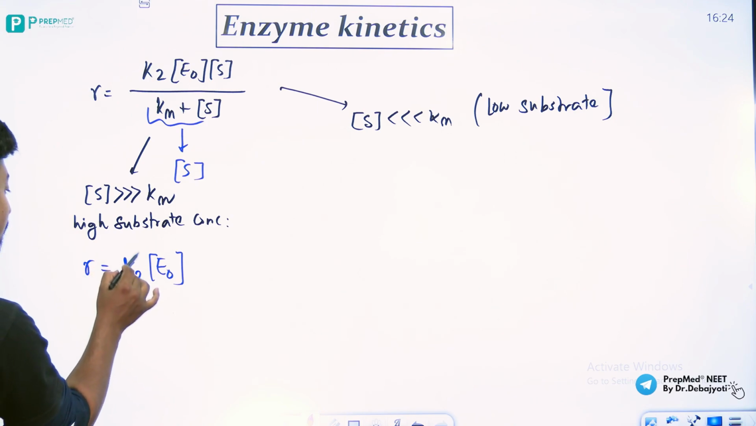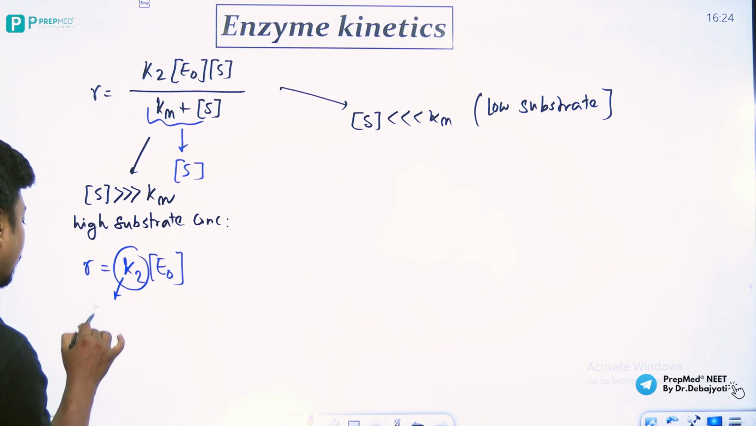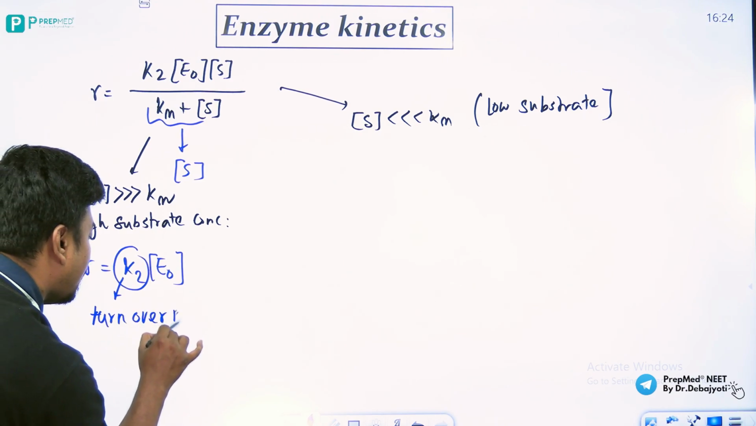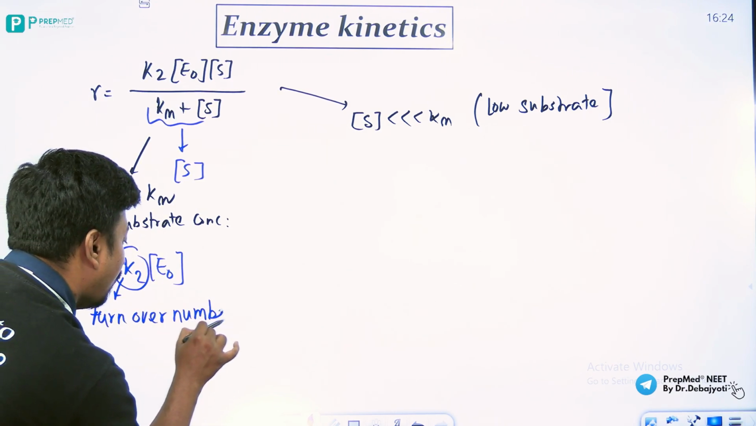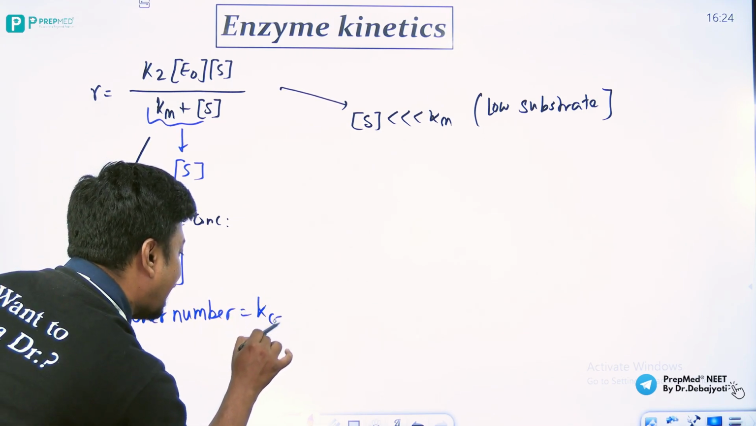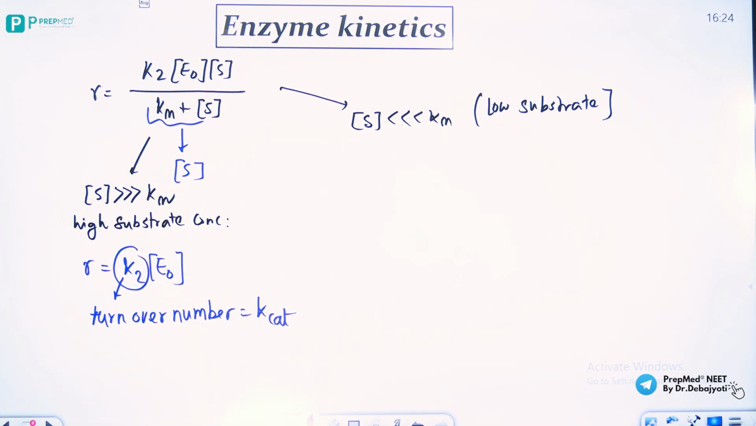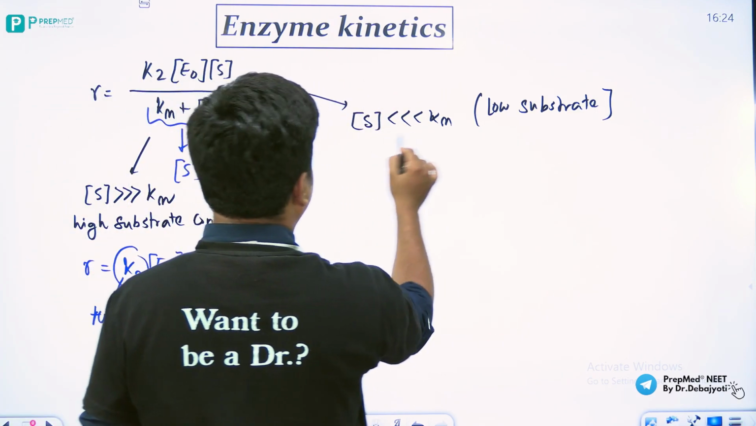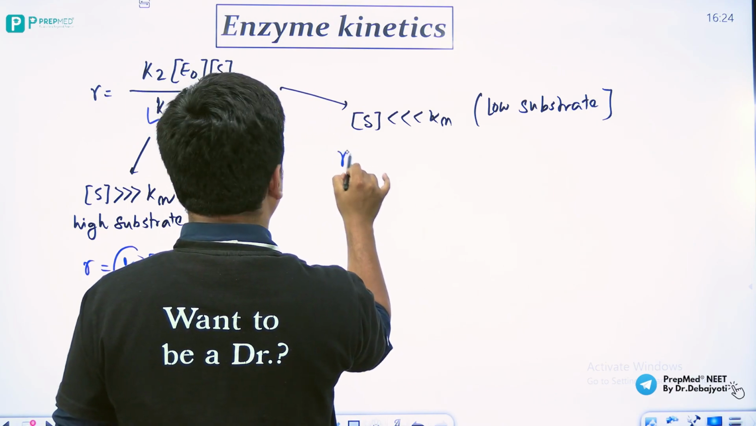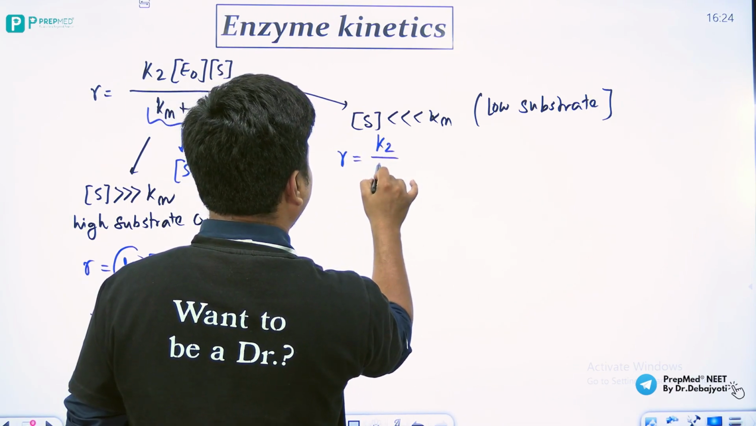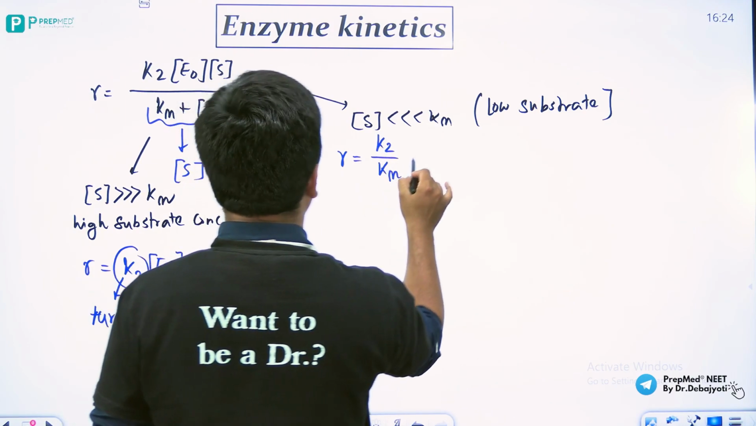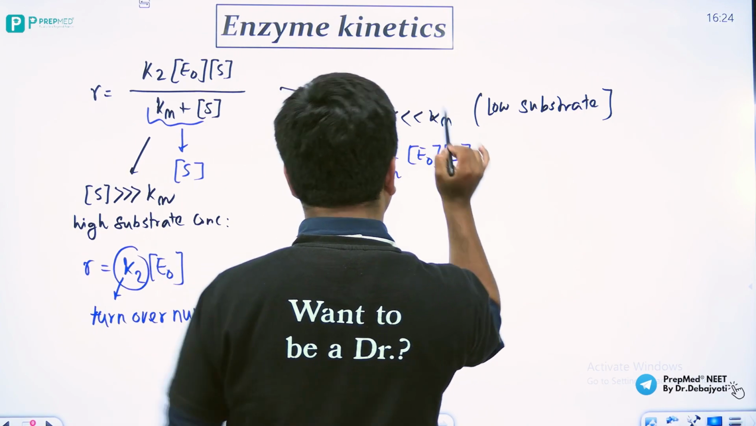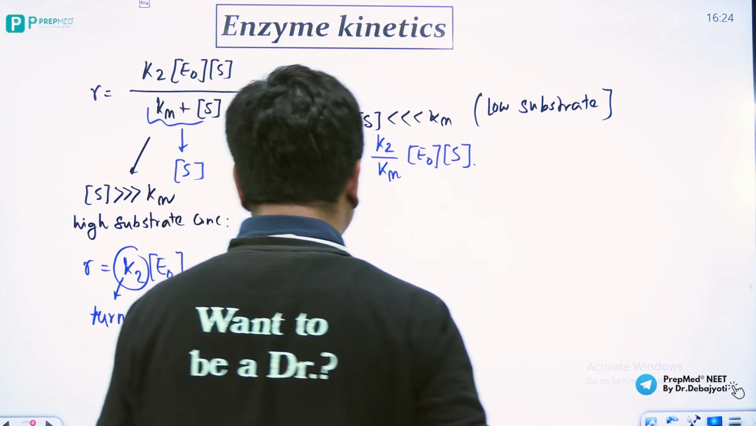Here, K2 is called the turnover number, or it is denoted as K cat. Now if I look very carefully, then we will get R is equal to K2 by Km into E0 into S.